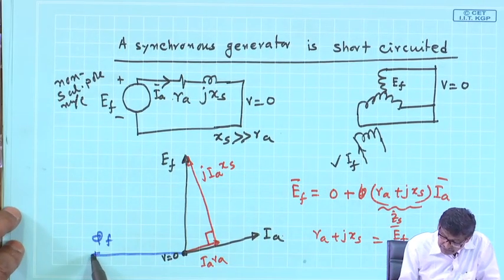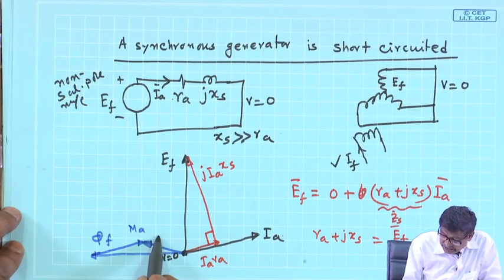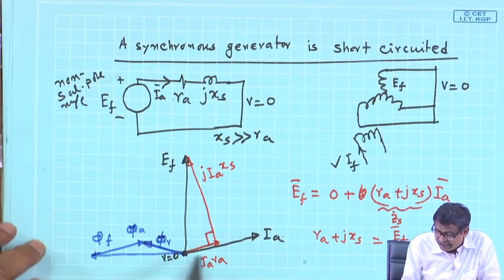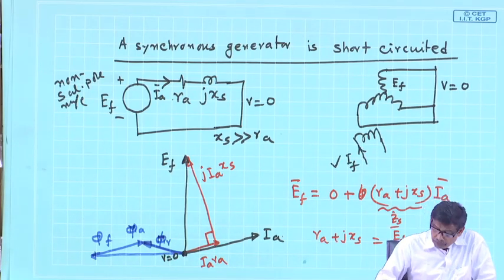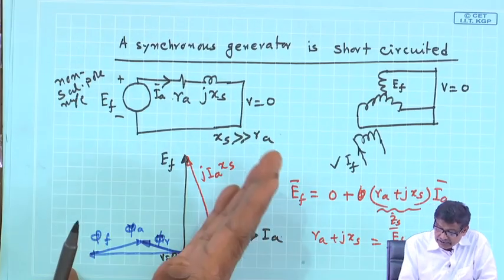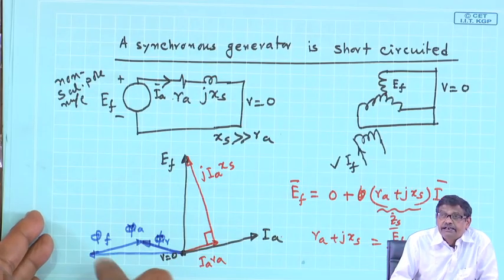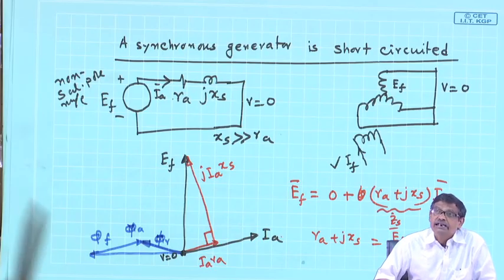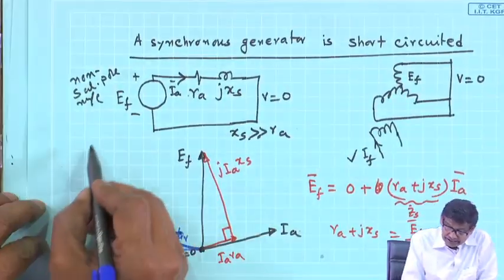Resultant field MF plus MA in the machine, the resultant field, that is phi A and phi R, will be much less, because IA is almost opposing phi F, demagnetizing. Therefore, even with large current, because current will be lagging your EF almost by 90 degrees, it is almost demagnetizing this phi F effect, and the machine will always be under linear zone.